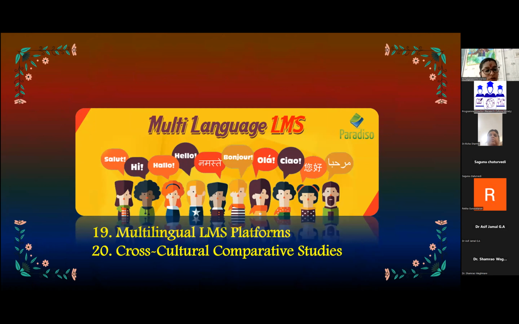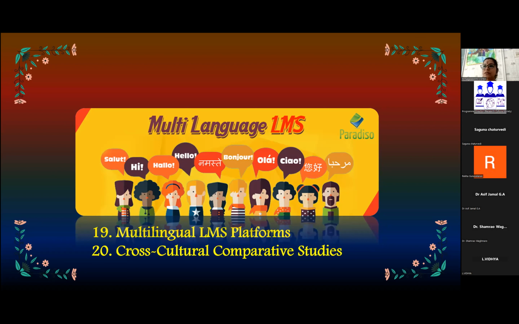Multilingual LMS platforms. You could have seen advertisements. Now people go from one place to another and don't know the language of that particular place. Using that app, they communicate with the local people, right? So multilingual LMS platforms will help the teaching learning process in a smoother way.